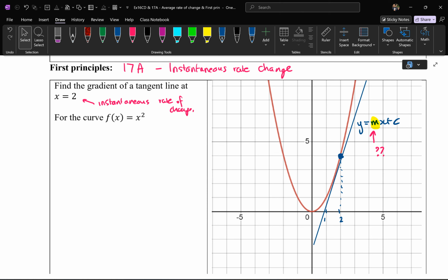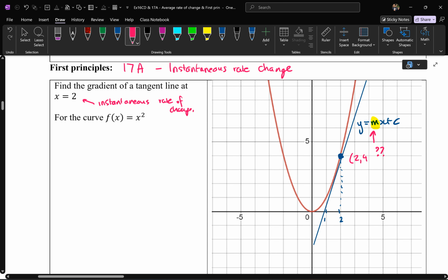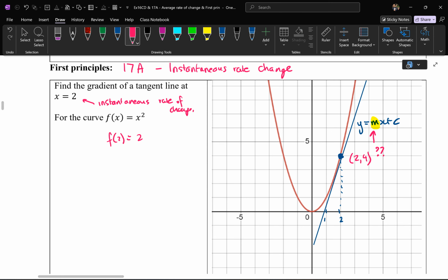So this is what they did. They said, all right, I want to know the gradient of this point. I only got 1 point. Now let's work out what that point should be. If this equation is y equals x squared, when x is 2, what's the y value here? 4. Very good. This is 2, this must be 4. How do I know? Because f of 2, when x is 2, you'll get 2 squared gives you 4. So the point is (2, 4).